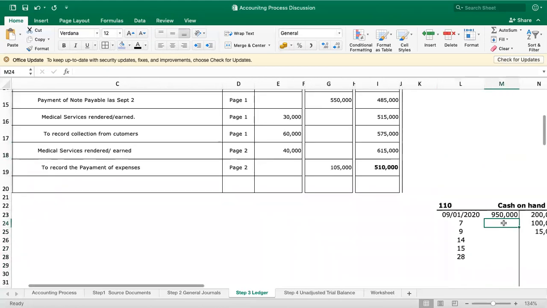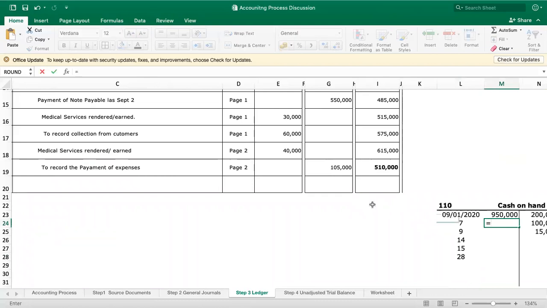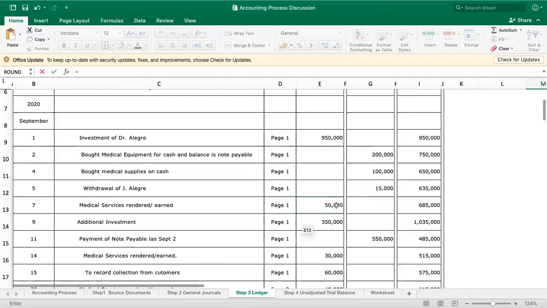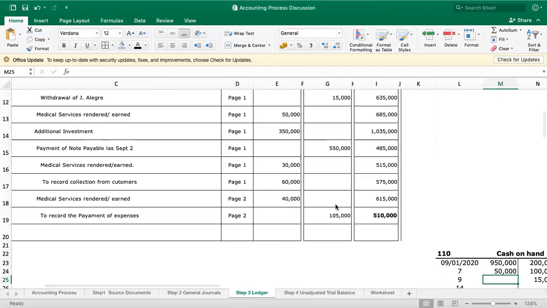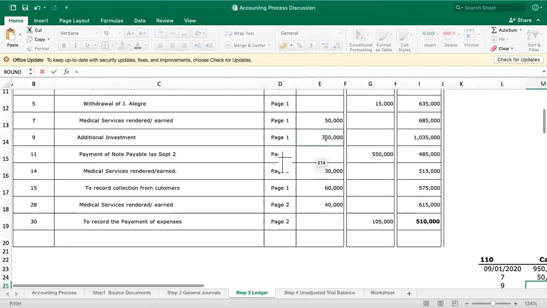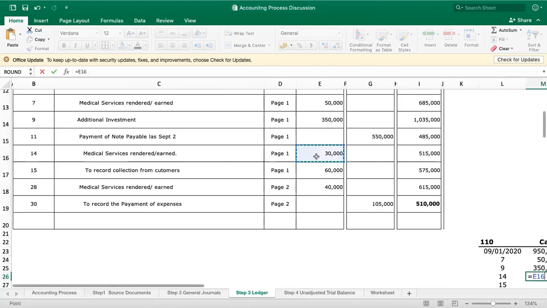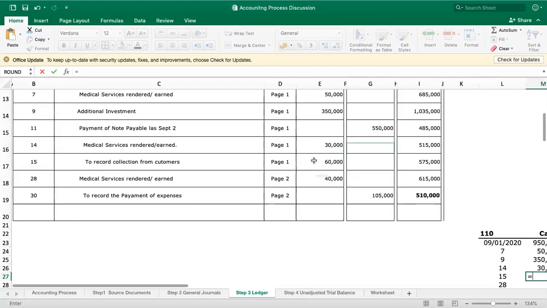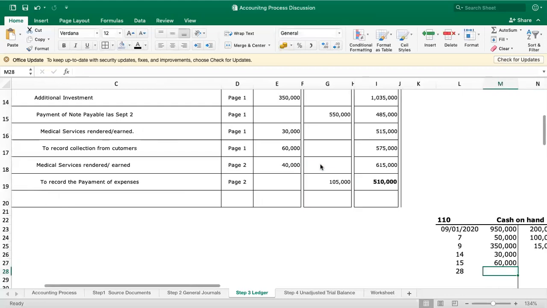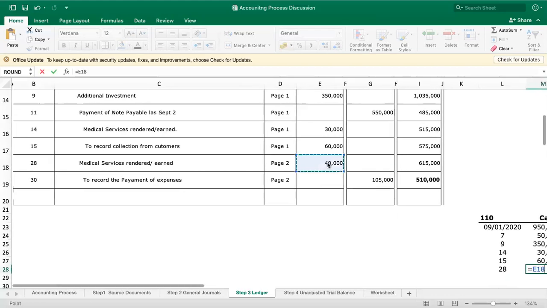Okay, the amount for September 7 is a debit here. September 9, you have 350 debit. September 14, you have 30,000 debit. September 15, you have 60,000 debit. September 28, you have 40,000 debit.